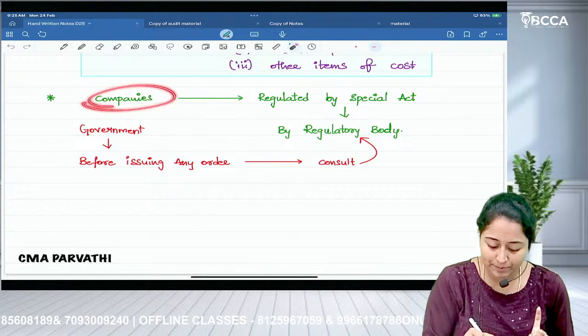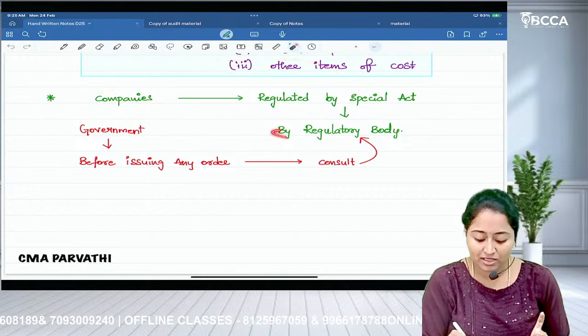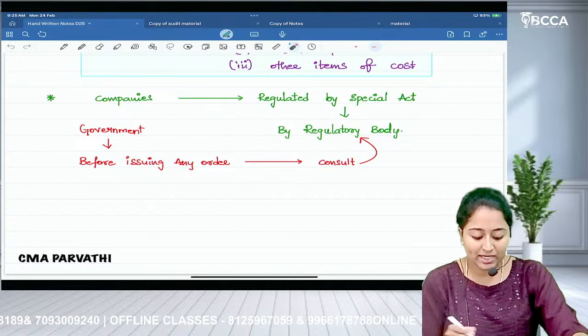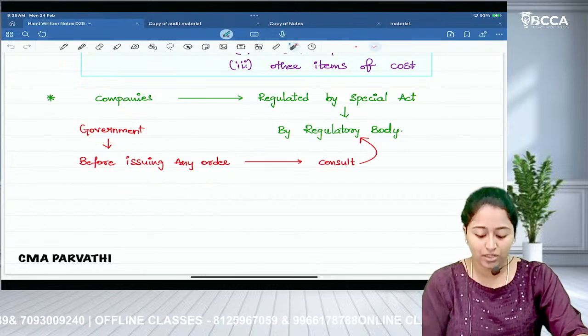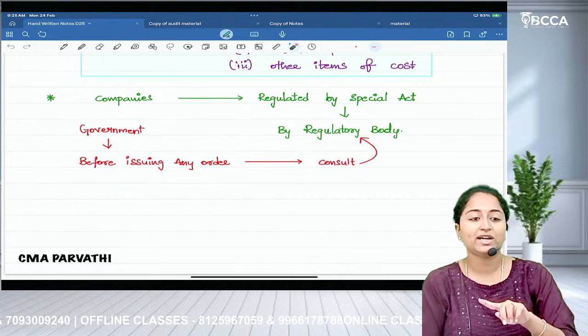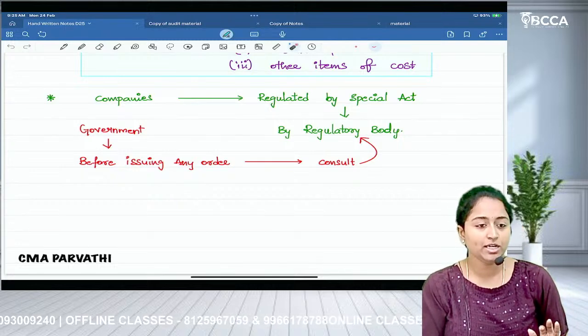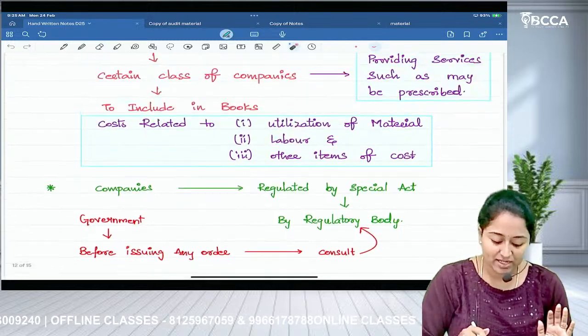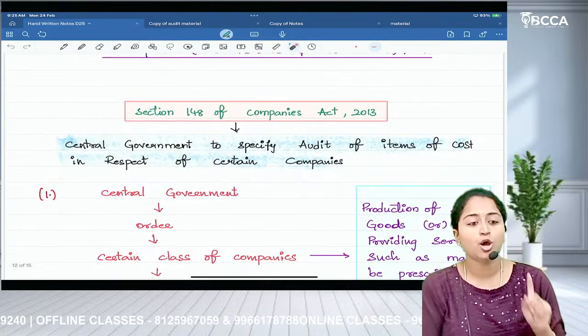So if any company is regulated by a special act or by a regulatory body, then government, before issuing any order, what do they have to do? They have to take consent from the regulatory body. Clear? This is given under section 148 subsection 1.